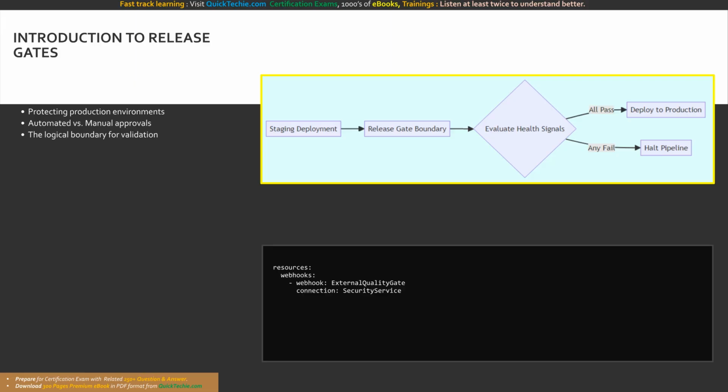This YAML snippet demonstrates the foundation of a release gate mechanism, configuring the pipeline to interact with an external webhook service to request automated quality validation before proceeding. The core logic of a release gate: a staging deployment pauses at the boundary to evaluate diverse health signals. Absolute success allows production deployment, while any failure immediately halts the pipeline.